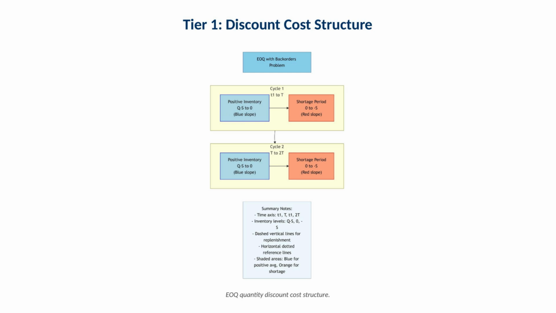As quantity increases, unit cost drops in steps. The key insight is that the best order quantity may sit exactly at a breakpoint, because that is where you qualify for a lower price without ordering too much beyond what is necessary.